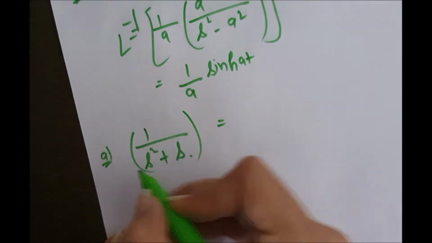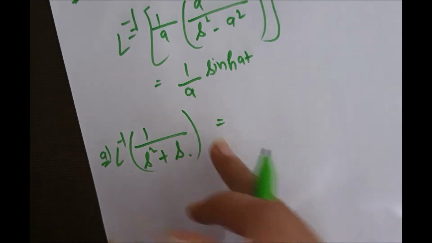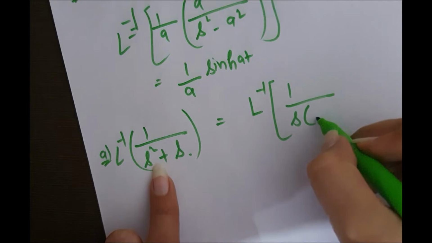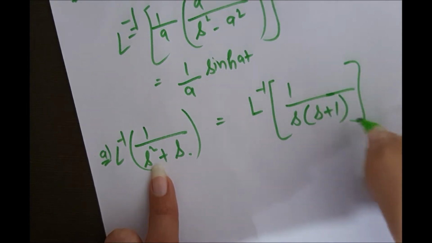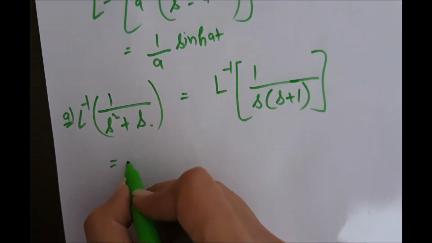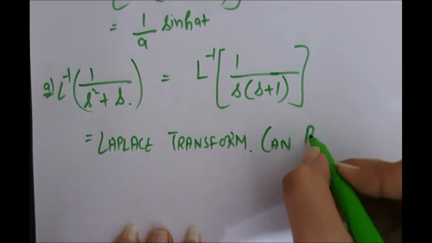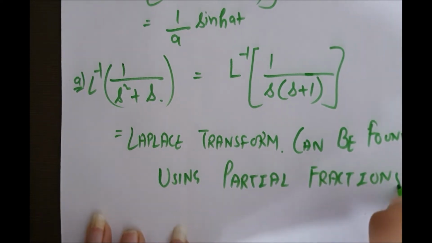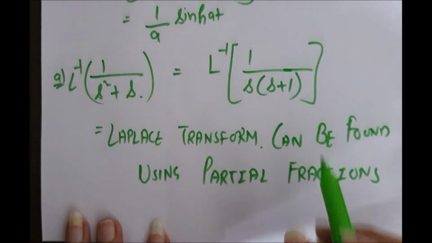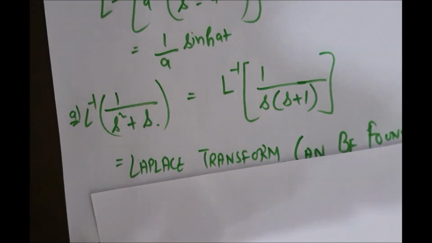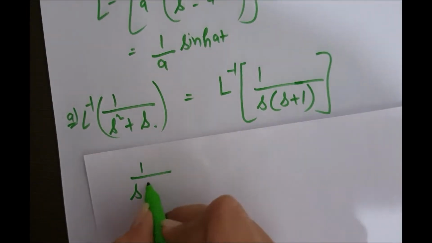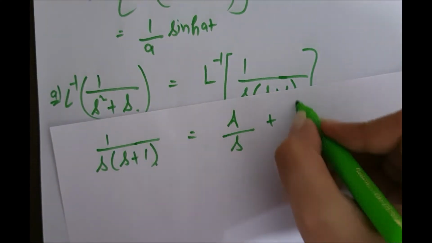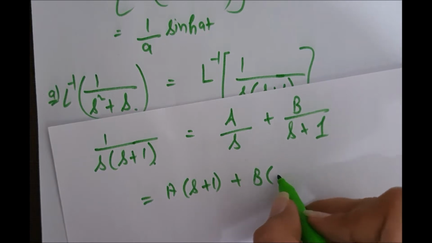Now first question, if we have to find Laplace inverse of this function, then we have to take s common, and it will be s plus 1. Now, Laplace inverse can be found using partial fractions. If these types of functions are there, then we have to use partial fractions. For numericals like this, we have s plus 1, so for this we will write a upon s plus b upon s plus 1. I hope you know how to solve using partial fractions.